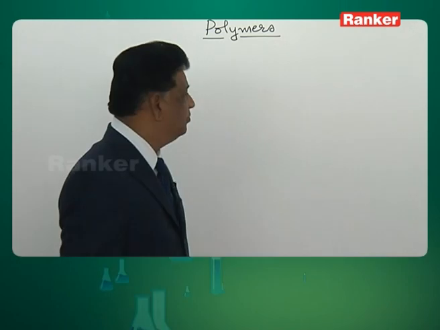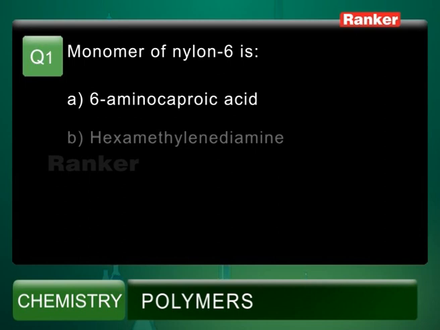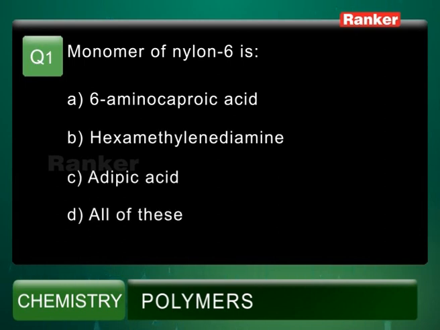So let's take some questions from the polymers. Question 1: the monomer of nylon 6 is, option A, 6-amino caproic acid, option B, hexamethylene diamine, option C, adipic acid, option D, all of this.